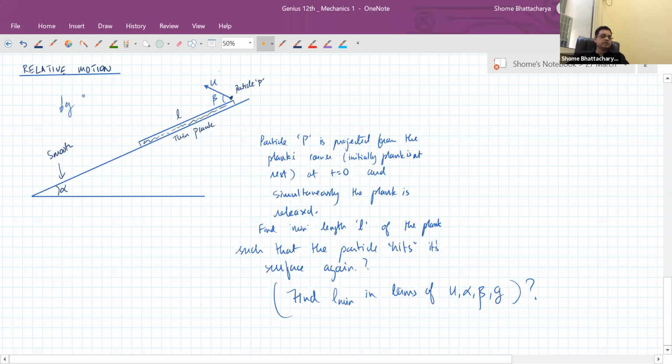So in a sense, you can say this question combines a bit of Newton's laws with projectile motion also, because the plank is sliding down the inclined plane. That is a Newton's laws problem. But basically, what I want to focus on here is how you can make use of relative motion to make this problem solving easier. So initially, both the plank and particle are at rest, and then we project this particle like this, and at the same instant when this is projected at t equal to 0, the plank is also released. So the plank starts sliding down the incline.